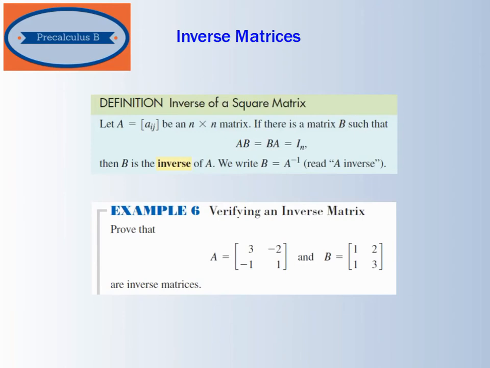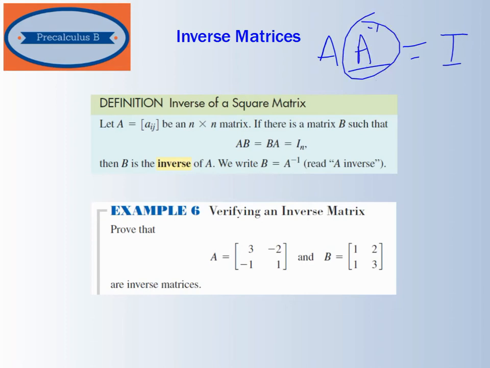So if we say, let A sub ij be an n by n matrix, if there's a matrix B such that A times B is equal to B times A, which is equal to the identity, then B is the inverse. Just like the inverse of 9 was 1/9, because when I multiplied them together, it gave me the identity 1. If I multiply A times some matrix and I get the identity, then that matrix is just the inverse of A.